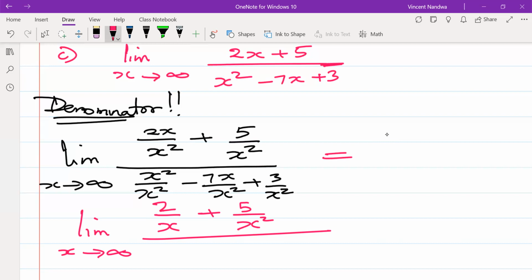Good. The denominator's first term will be 1, and then minus 7 over x plus 3 over x. Good.